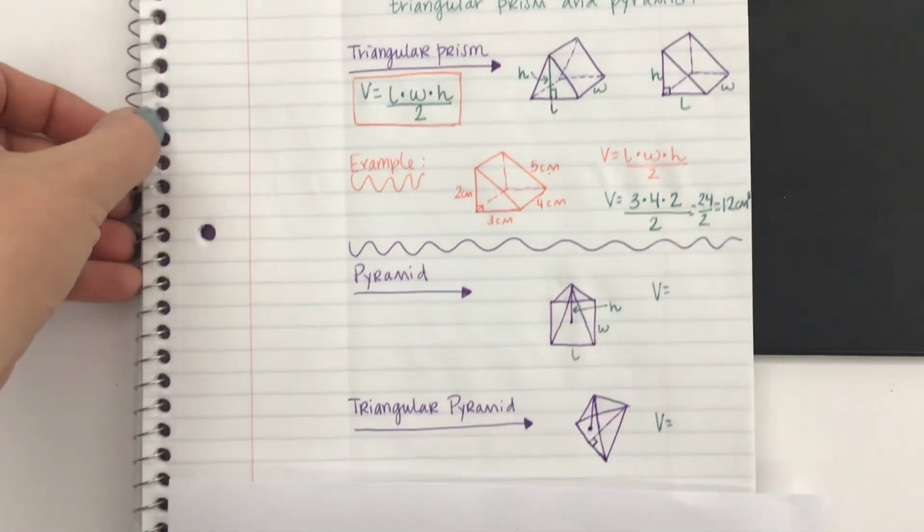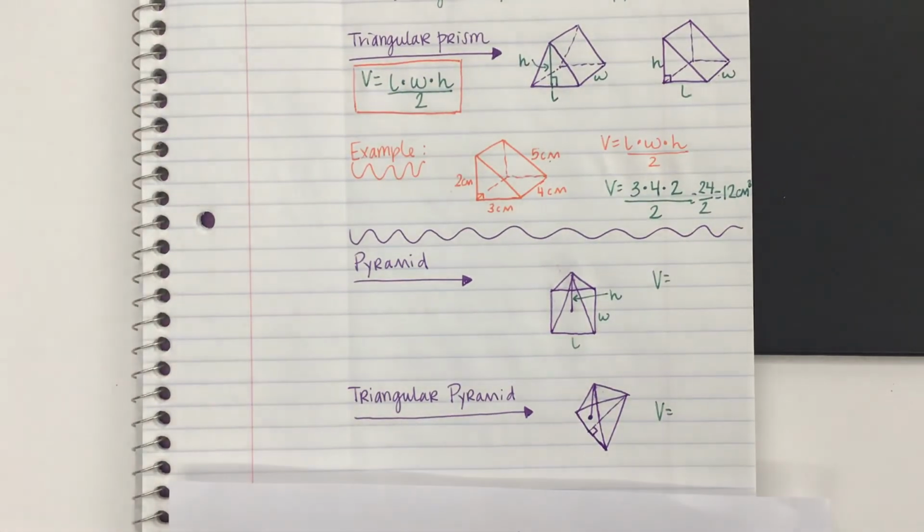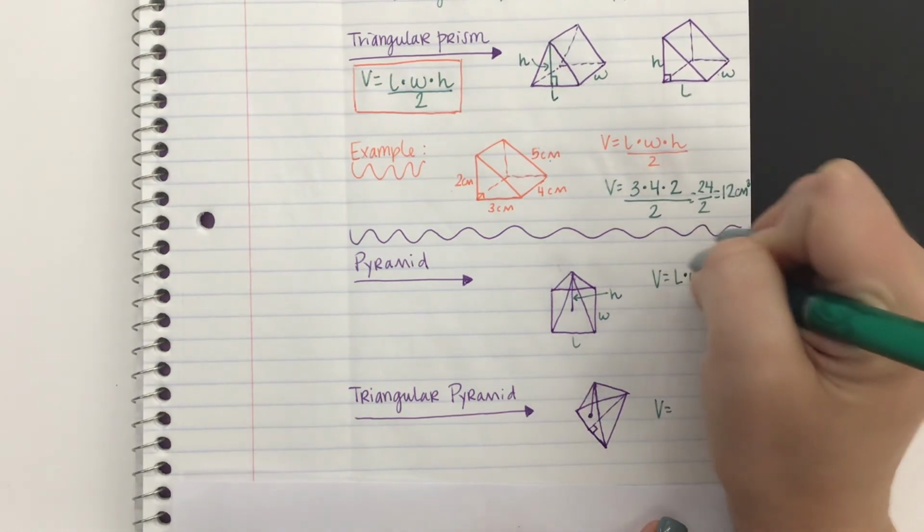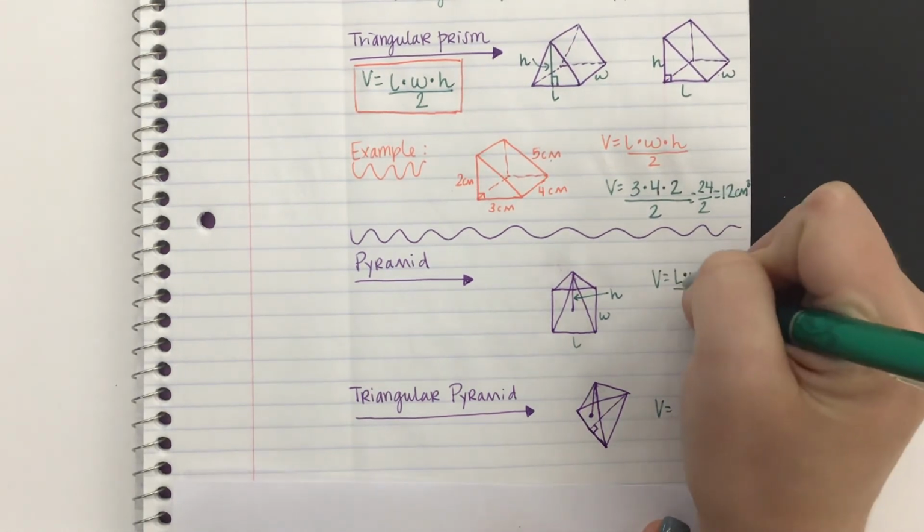So for the next couple of formulas, I'm just going to give you the formula and we'll do one example, okay? So there's 2 different types of pyramids. You have a pyramid that has a rectangular or a square base and the sides are triangles. And then you have a triangular pyramid where all of the sides are triangles, including the base. So, the volume formula for a pyramid is length times width times height divided by 3.